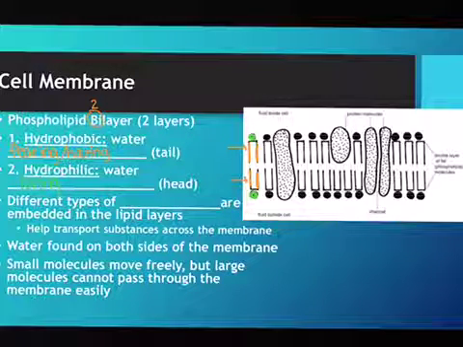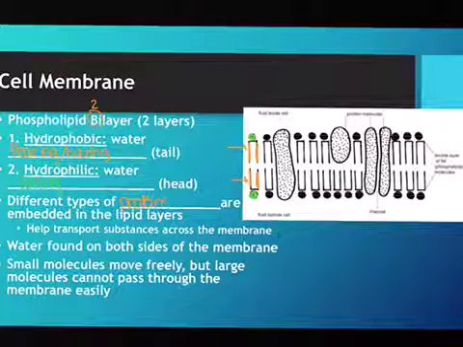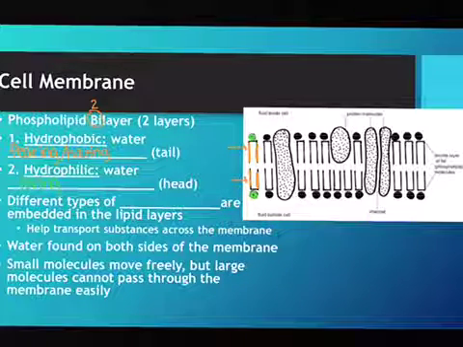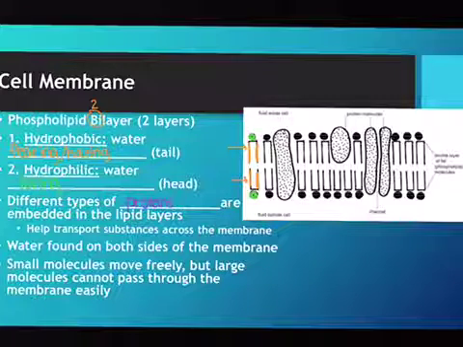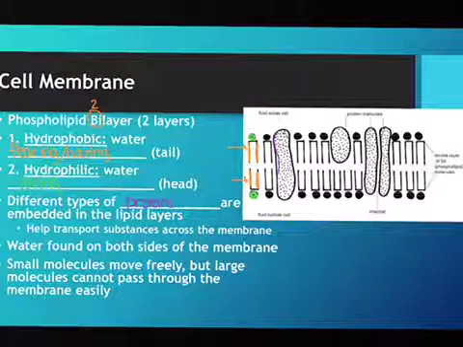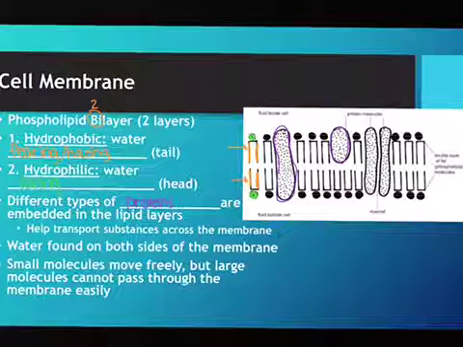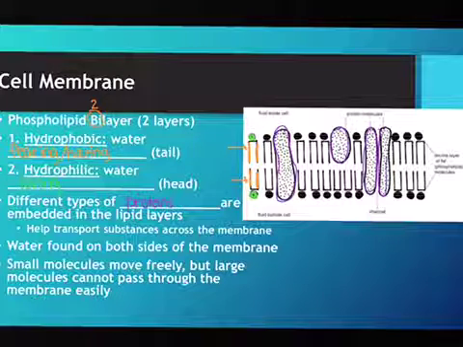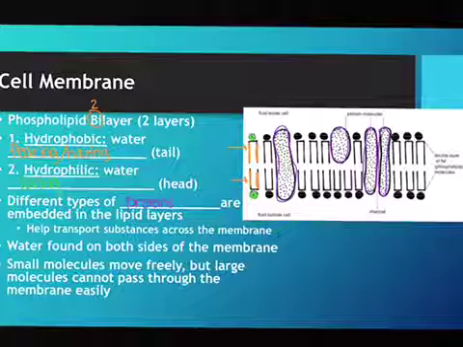So different types of proteins are also found embedded in the lipid layers. Let's change that color so we can color code it with the picture. So proteins, and here would be one of those proteins, or up here. These two are both also proteins. Those proteins are randomly distributed throughout the cell.